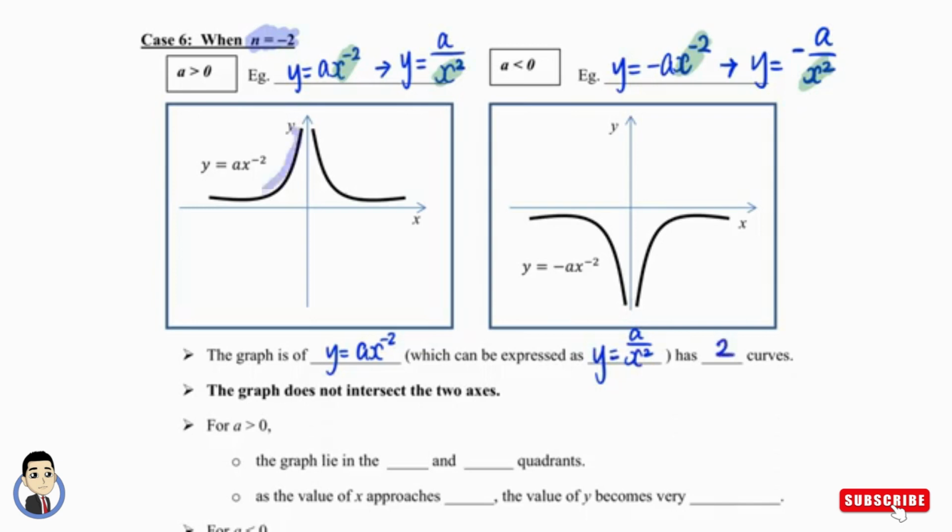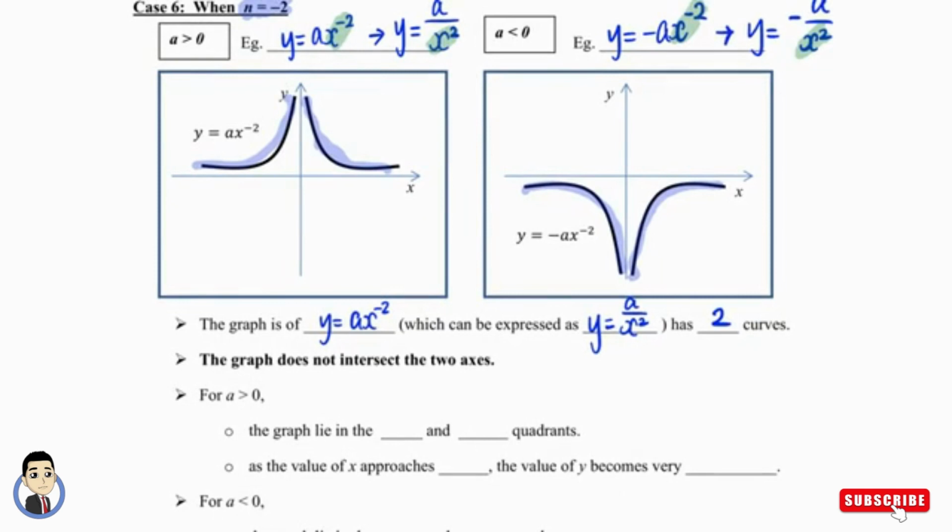one here and one here, broken up. It does not intersect the two axes, and for the case where a is bigger than 0, do take note again, this is first, second, third and fourth quadrant. It lies on the first and second quadrant when it is positive. And what happens to the value of x?